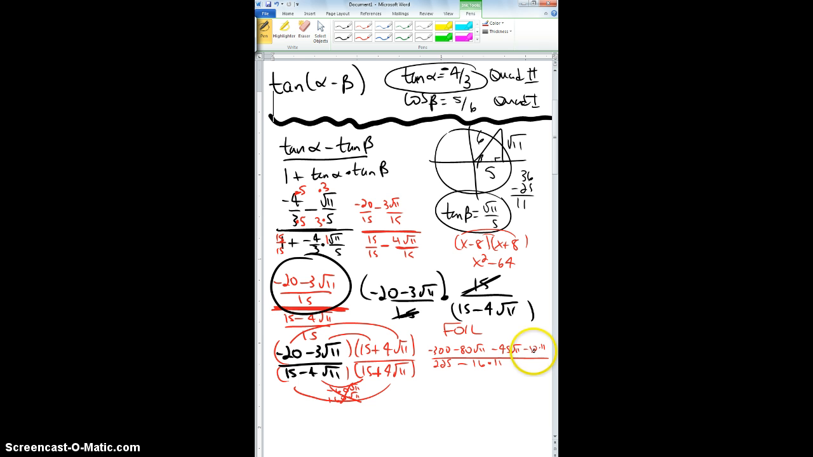This is what? Negative 132. So minus 132. And this is what? Minus 176. All right, so let's see what I have here. I have 300 and, let's see, negative 132. So what is it? Negative 432.